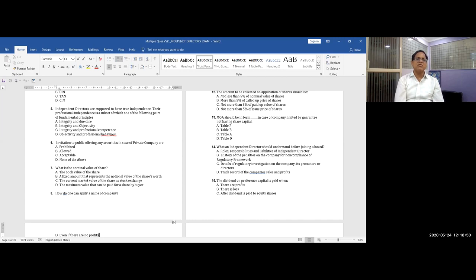A, and B, the fixed amount that represents the notional value of the share, right? Then current market value of the share in the stock exchange? No. Maximum value that can be paid for a share by a buyer? No. Buyer will pay maximum or not minimum if it is only going to be listed in the market, the stock exchanges, that is what you are going to pay, unless you are going for a bulk purchase or buyback arrangements. So those 8 questions we have answered, and let us continue for now.